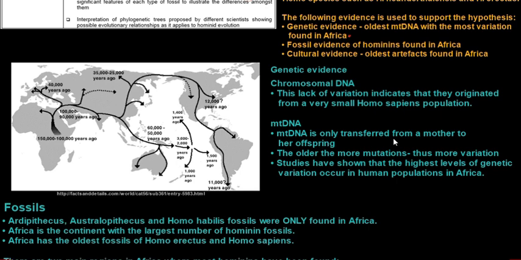With the mitochondrial DNA, it is only transferred from a mother to her offspring, so with more mutations there's more variation. And then studies have shown that the highest levels of genetic variation occur in human populations of Africa. So there's the greatest variation found in African populations. So they believe they migrated out of Africa and then went and populated the rest of the world.